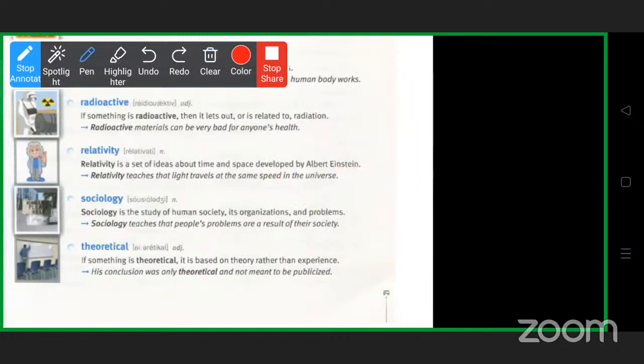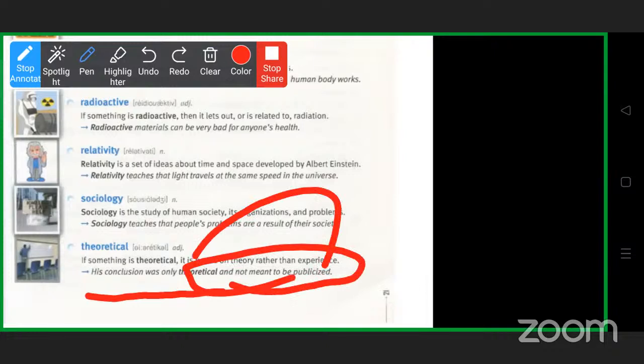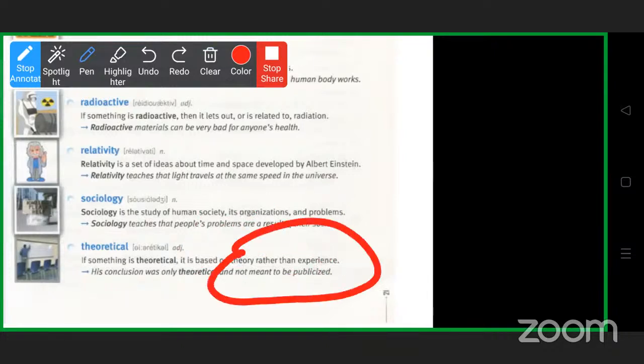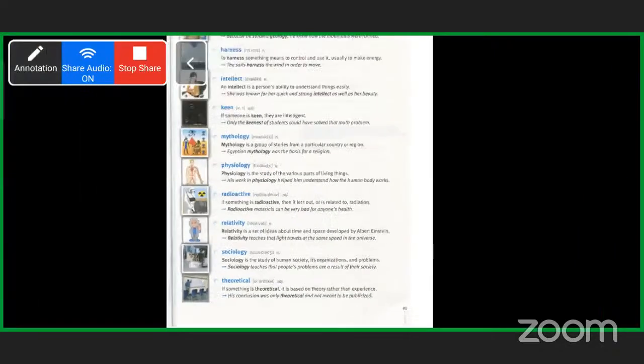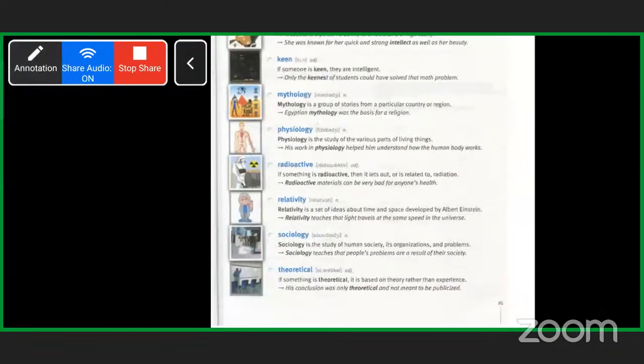Pragmatic approach, you will have your pragmatic approach. Sorry, I mean to say that some people have the pragmatic approach, some people have the theoretical approach, some people have the practical approach. You should know about all these differences. If someone is theoretical, they are based upon the theory rather than the experience. One person has not experienced that thing. His conclusion was only theoretical and not meant to be publicized. It has to be kept with him, because it's only theoretical. It has no proper evidence, no practical evidence, or we can say that it is not logical.